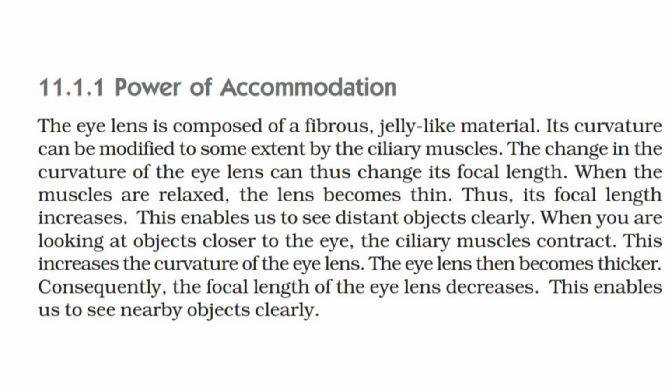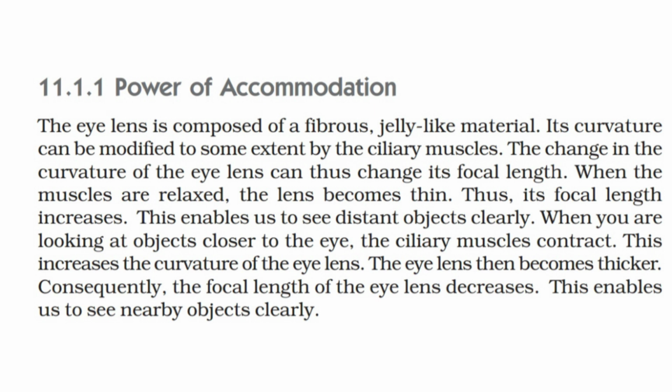That means when the ciliary muscles are relaxed, the eye lens becomes very thin and the focal length increases. Then we can observe distant objects clearly.